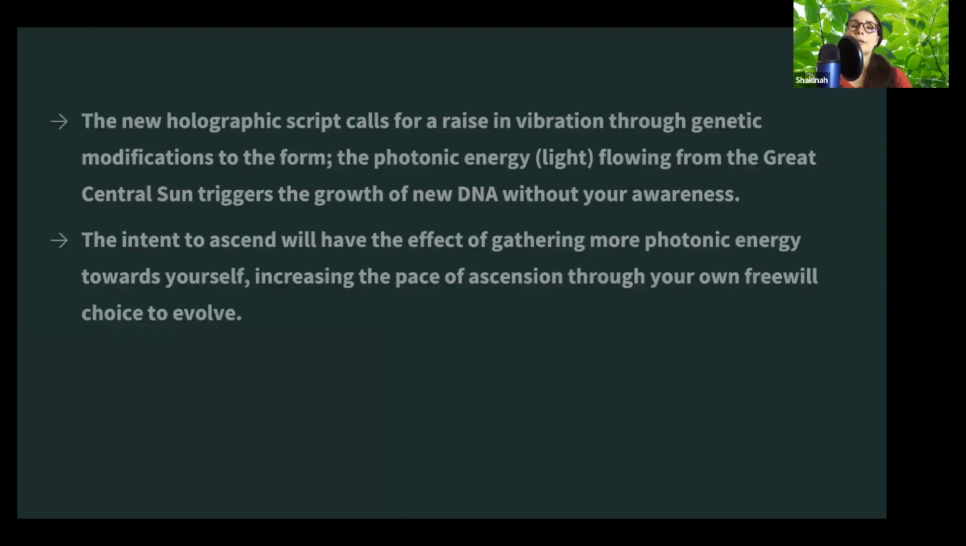The new holographic script calls for a raise in vibration through genetic modifications to the form, the photonic energy, or light, flowing from the great central sun, which triggers the growth of new DNA without your awareness. The intent to ascend will have the effect of gathering more photonic energy towards yourself, increasing the pace of ascension through your own free will choice to evolve.